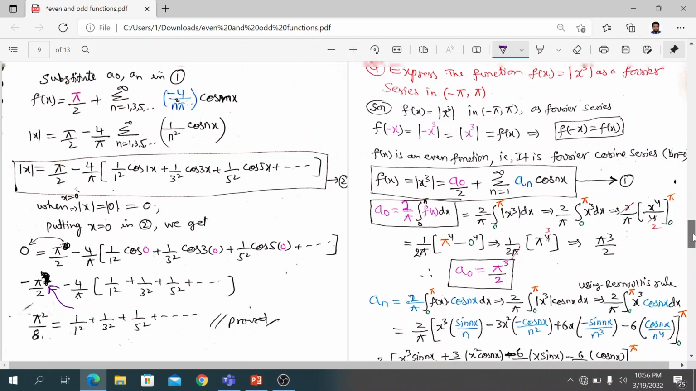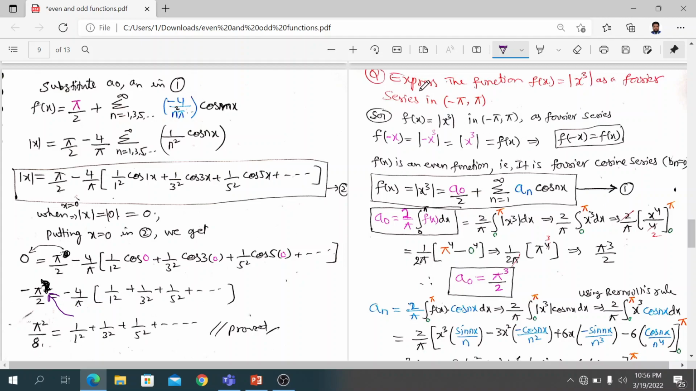Now next question: express the function f of x is equal to mod x cube as a Fourier series in the interval minus pi to pi. So f of minus x is equal to mod of minus x whole cube, that is plus x cube, equal to f of x. So it means it is an even function.